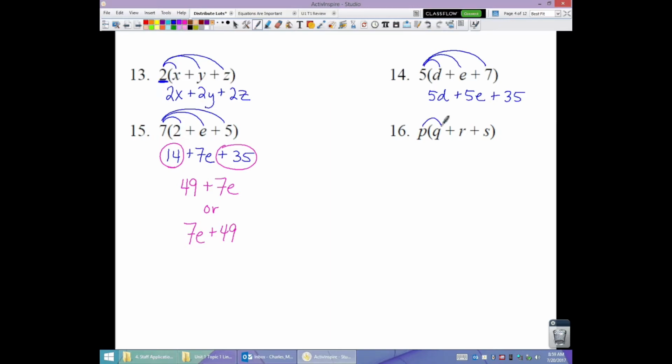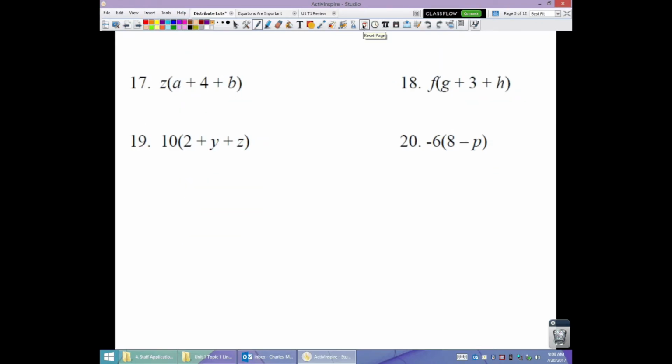Number 16, P times Q is PQ, P times R, PR, and P times S, PS. So number 17, Z times A is AZ, Z times 4 is 4Z, and Z times B is BZ.